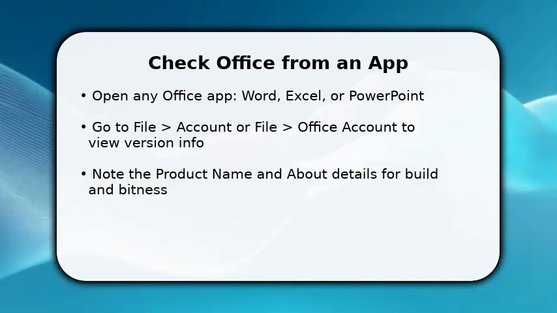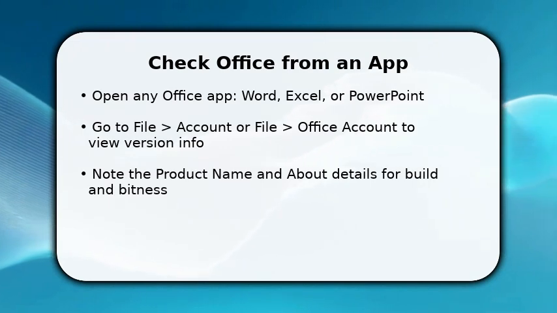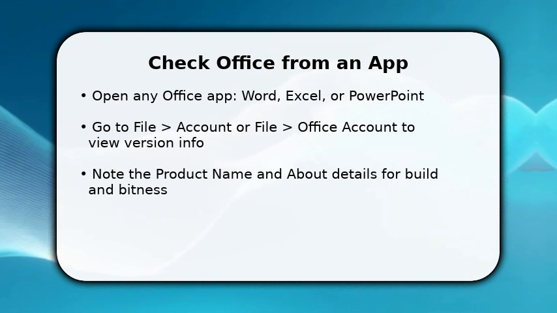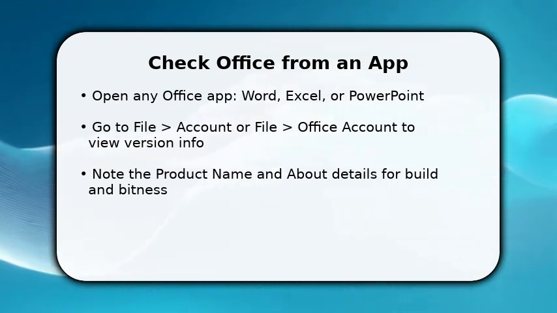Open Word or Excel now and follow along. You don't need to prepare anything else. Click File, then Account or Office Account on the left. You'll see the product information block showing whether this is Microsoft 365 or Office 2019, plus an About button.